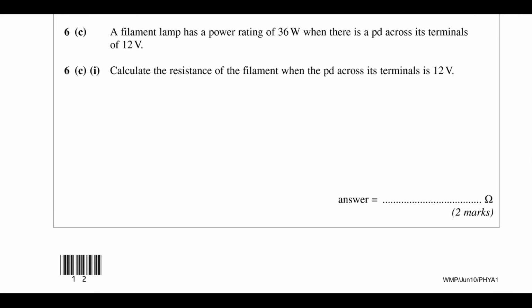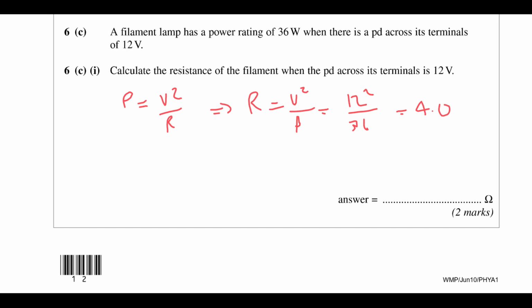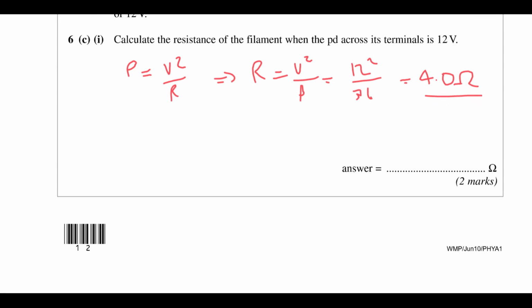A filament lamp has a power rating of 36 watts when there's a potential difference across the terminals of 12 volts. Calculate the resistance of it. So we're going to be using this equation right here. To get resistance, we need V squared over P. So 12 squared over 36, which is 144 over 36, which is 4 ohms. There. So that's that one. Let's move on to the next.